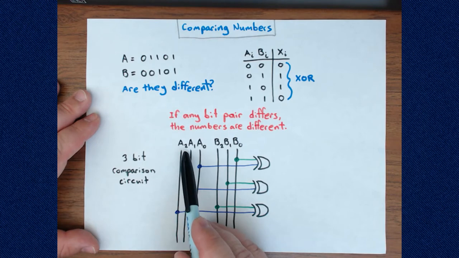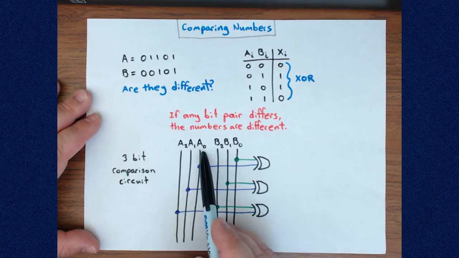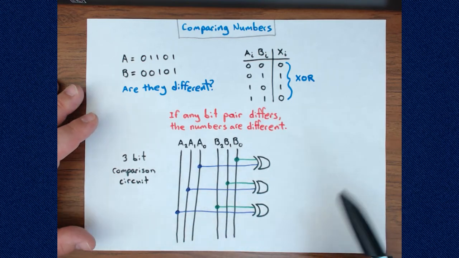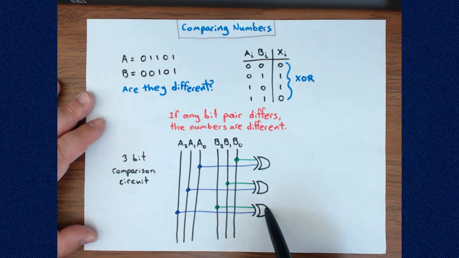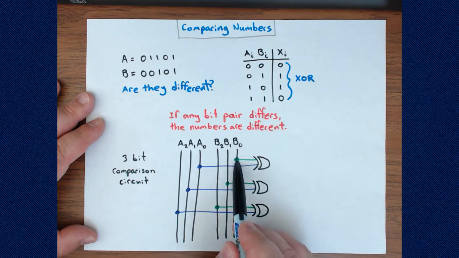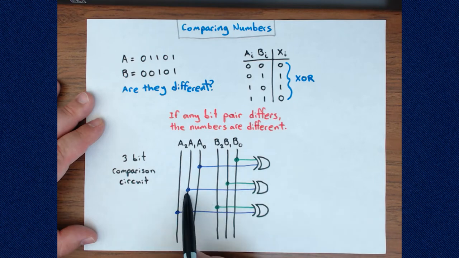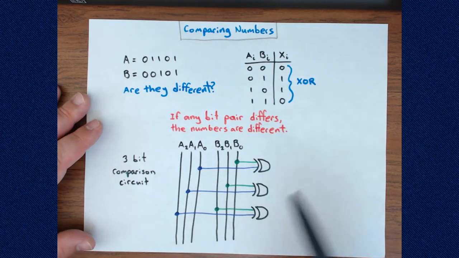So I've bussed down all 3 bits of some arbitrary value A, and all 3 bits of an arbitrary number B, in a 3-bit comparison circuit. And what you can see here is I've got 3 exclusive ORs, 1 for each of the positions in these 3-bit numbers. This is the exclusive OR that handles the 0th bits, and B sub 0 runs into it and A sub 0 runs into it. The next gets B sub 1 and A sub 1, and the last gets B sub 2 and A sub 2. Now up here we said if any bit pair differs, then the numbers are different.